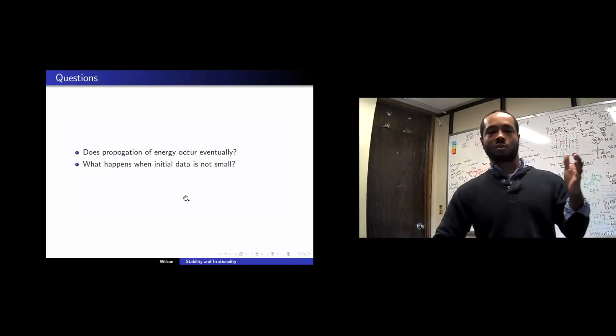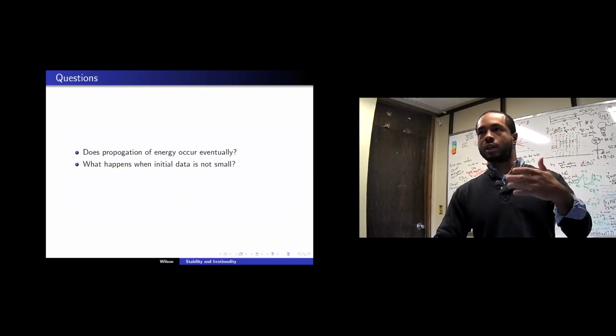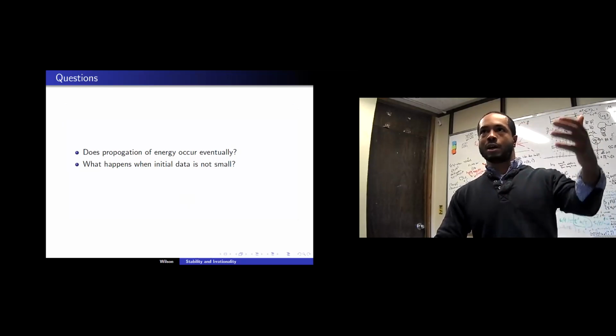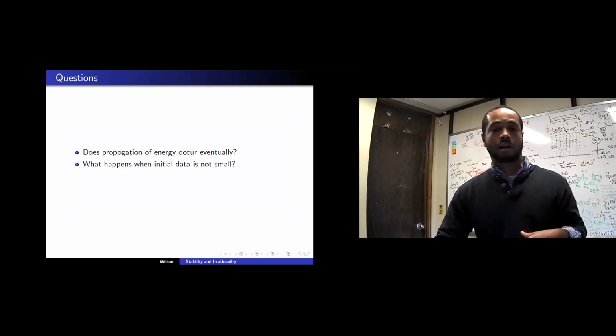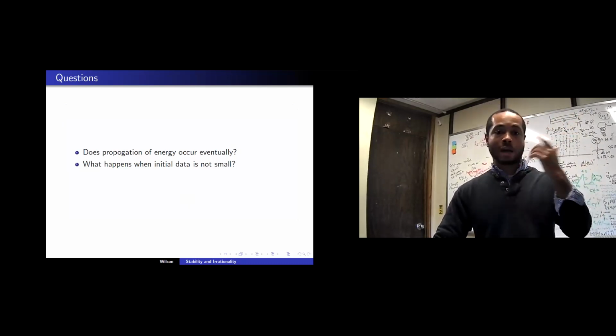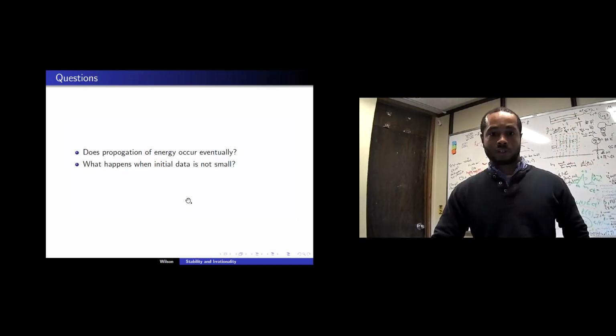But the question, of course, now, does propagation of energy occur eventually, in particular after the analytic time of existence? Do you then begin to actually pass from low modes to high modes? And what happens when the initial data is not small, which is something, again, that was hard for us.